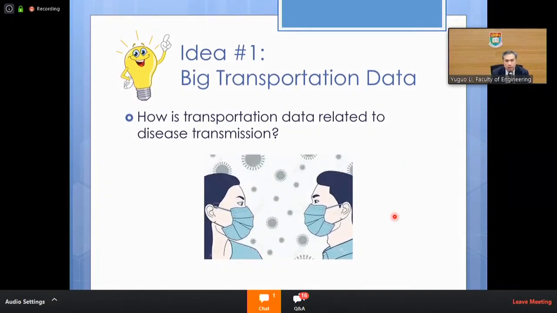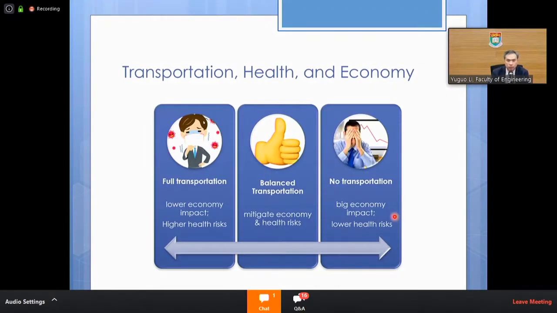So the first one is about whether it is possible for us to use big transportation data related to disease transmission. So what do I mean by this? Well, from different discussions this morning and also some of the news we read, we think that possibly there is a trade-off between transportation, health, and economy.